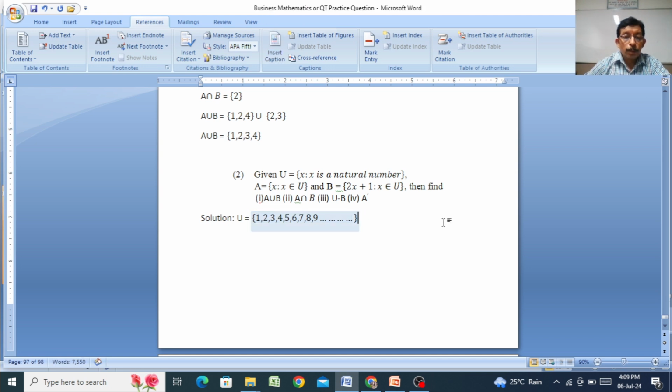This is the natural numbers. Now A is the set of all natural numbers, the same. Note down again the natural number values.